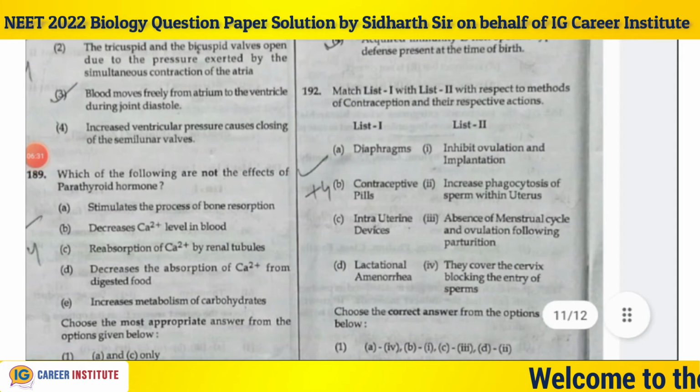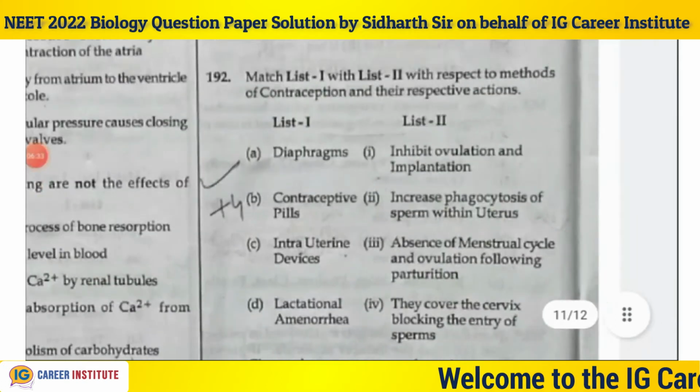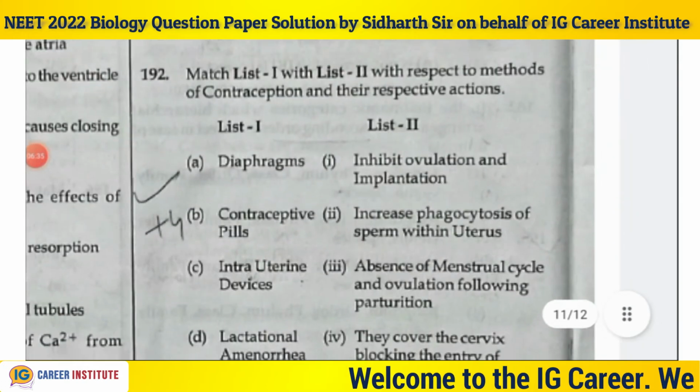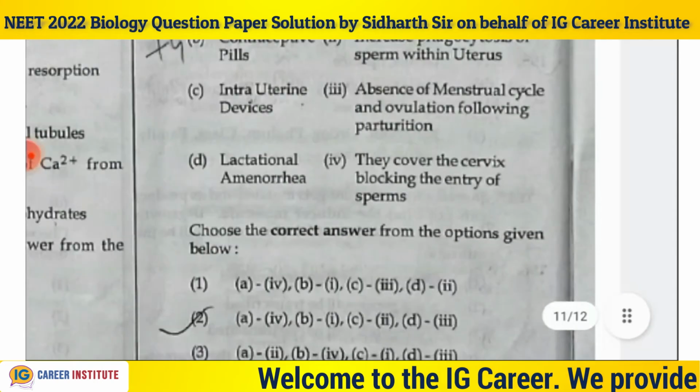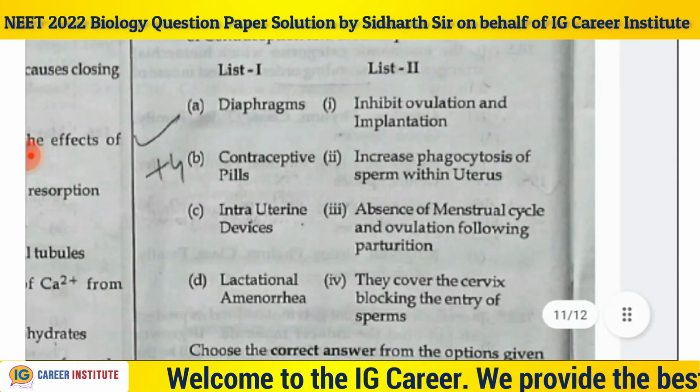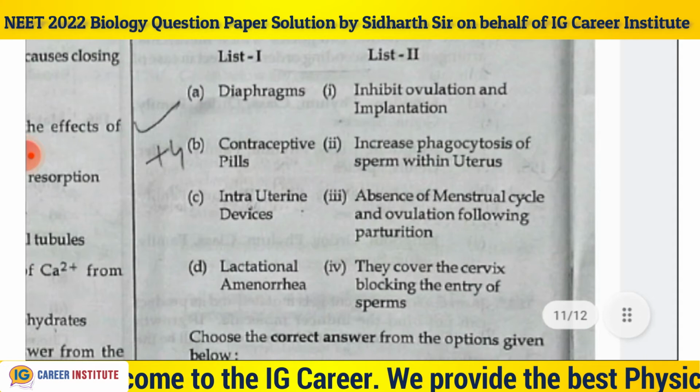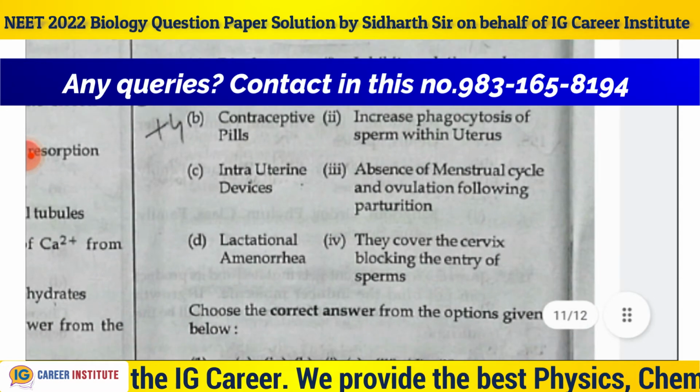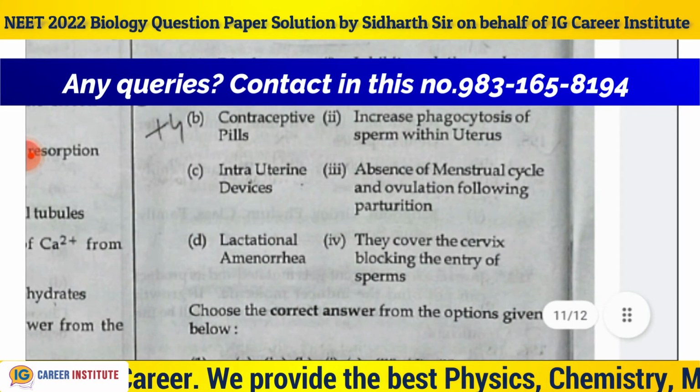Now let's come to question 192. Okay, it also matches the following. So diaphragm inhibits ovulation, no. Increase phagocytosis, absence.